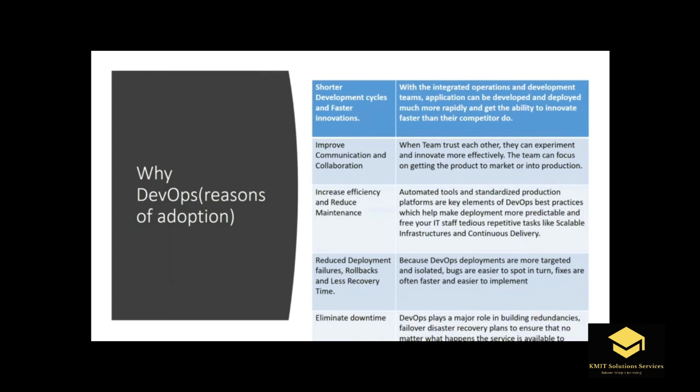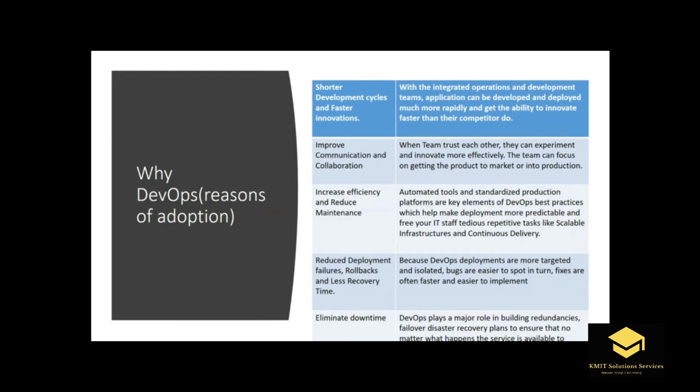With integrated operations and development teams, applications can be developed and deployed much more rapidly, with the ability to innovate faster than competitors. Improved communication and collaboration: because this is one unit in DevOps, every team is working collaboratively together. When they are working together, their communication is good, and when the teams trust each other, they can experiment and innovate new things.